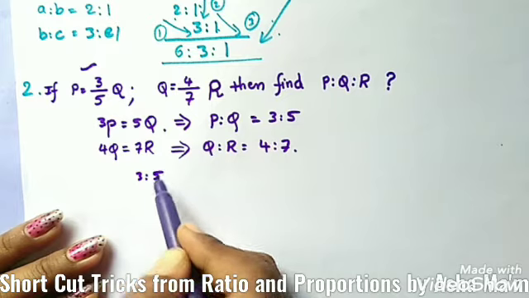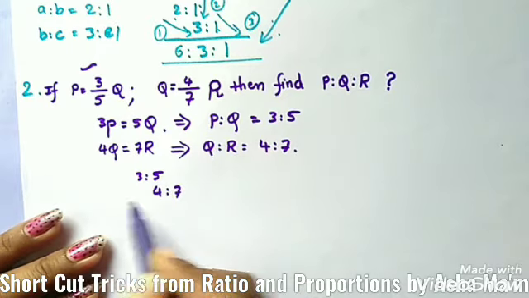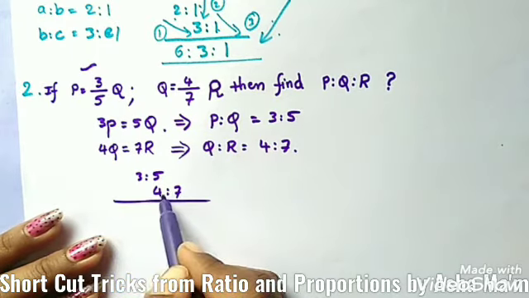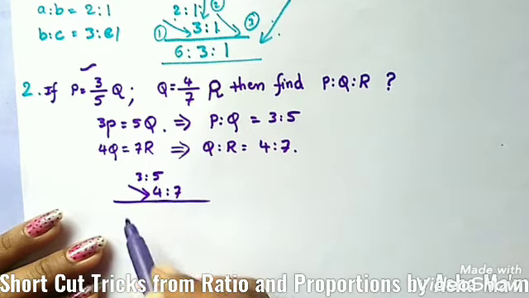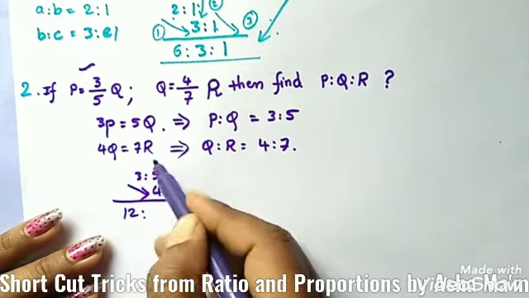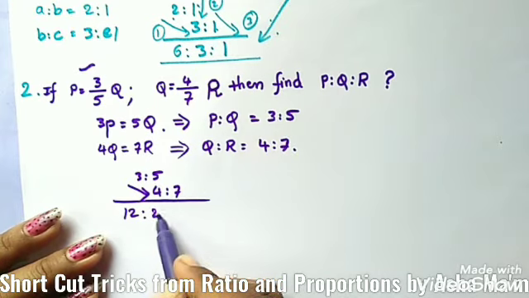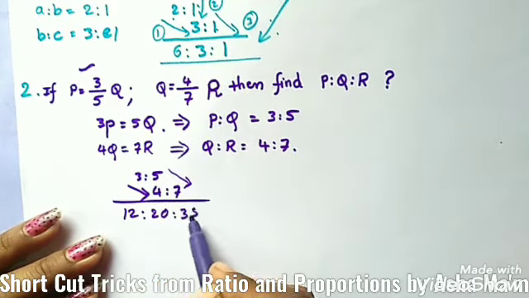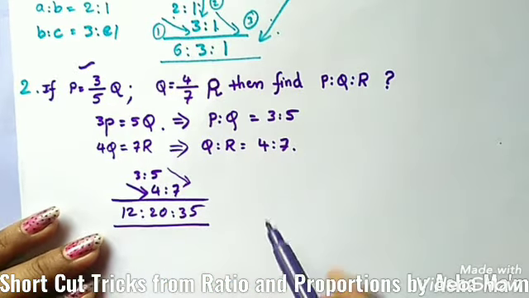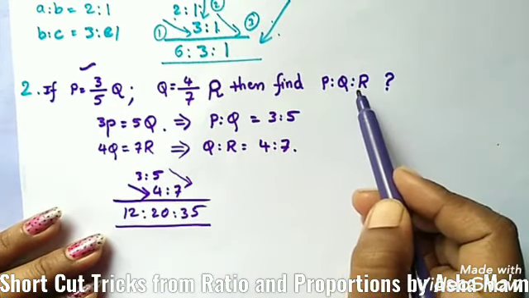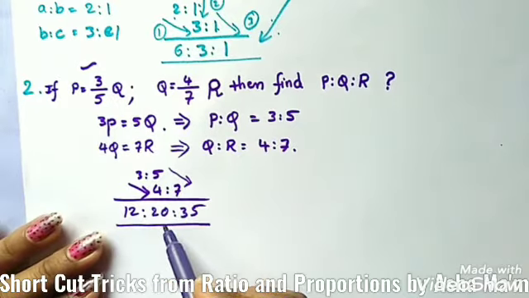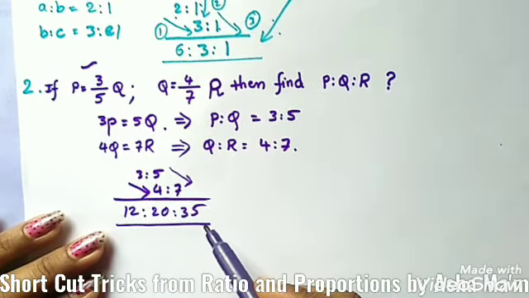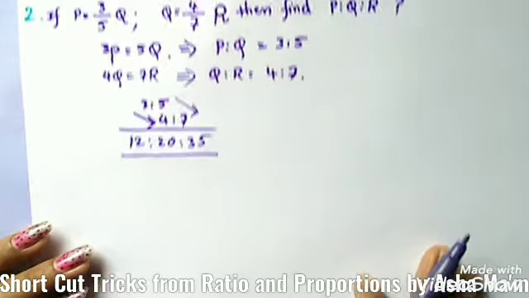3 is to 5 and 4 is to 7. Multiplication, 4 into 3, this is step 1: 12. This is step 2: 5 4s 20. This is step 3: 5 7s 35. This is the answer. So P is to Q is to R is equal to 12 is to 20 is to 35. That is the answer. Let us see question number 3.